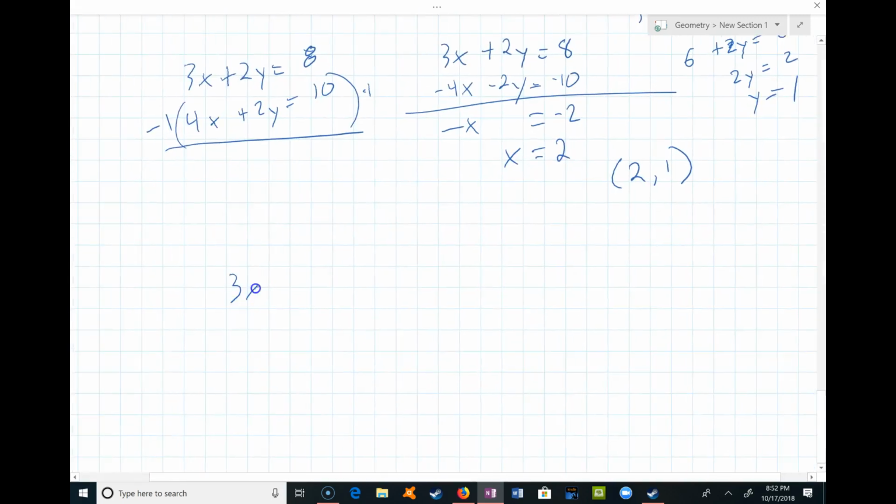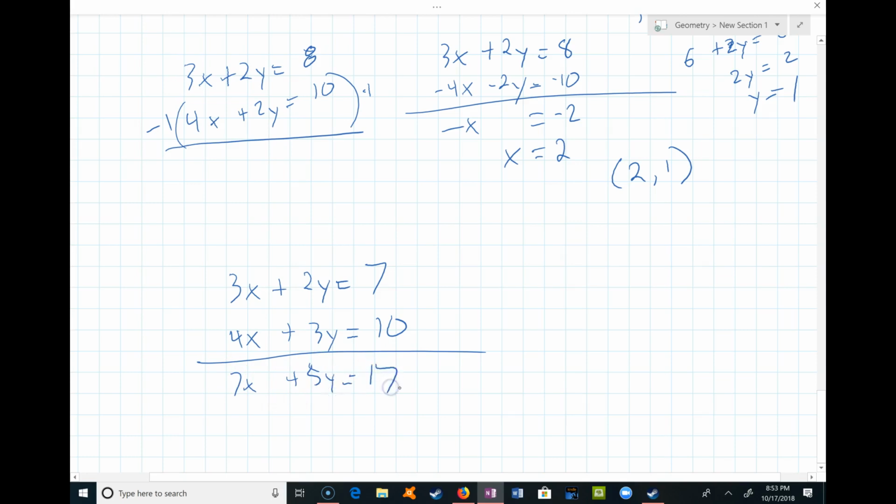All right, let's try another one. What if I have like 3x plus 2y is equal to 7 and 4x plus 3y is equal to, let's see, 10. Now notice that there's not a simple fix here. If I add them together right now, I would get 7x plus 5y equals 17. That doesn't do me a bit of good. So I don't want to do that. I'm going to rewrite them.